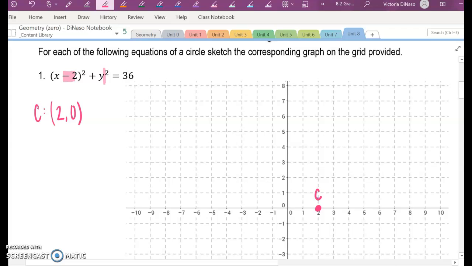Now we have to figure out the radius. To find the radius, I'm going to square root that last number, so my radius equals 6. If the radius is 6, my diameter would be 12. In order to draw this circle, we're going to go up 6, down 6, left 6, and right 6.